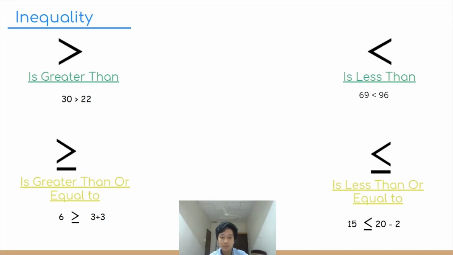This symbol is the same as the greater than symbol, but it can be equal to the number as well. And lastly, the less than or equal to symbol. It is also just like the less than symbol, but also can be equal to the number.